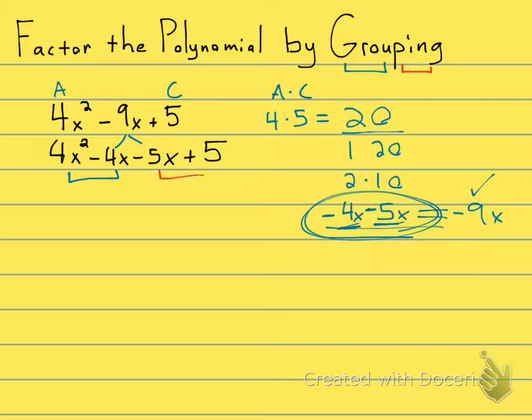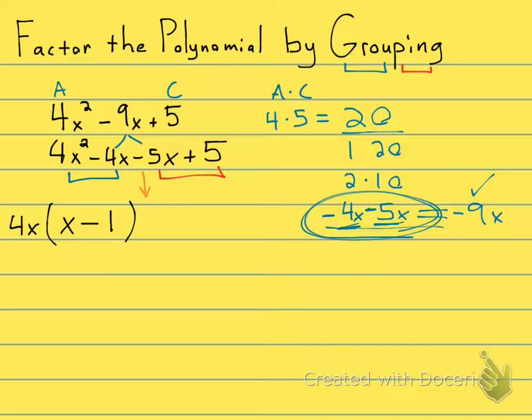Okay, I have my Spider-Man colors here, 1, 2, 3, 4. I'm going to make this a group. I should do that in blue. I'm going to make this a group, and I'm going to make this a group. Now, looking at the blue group, what can I factor out? What's the greatest common factor of that blue group? A 4 and an x. Right? I can take it out of both of these. So when I take out a 4x, I will be left with x minus 1.